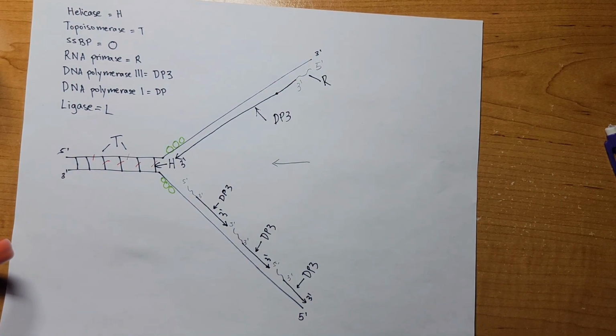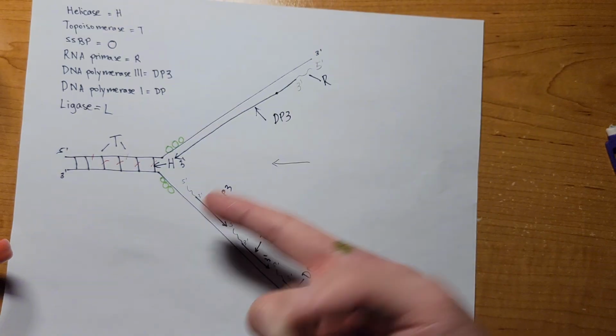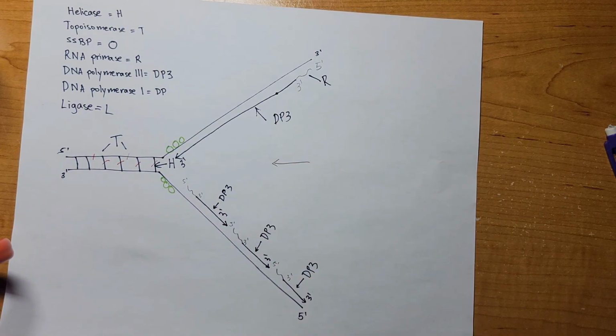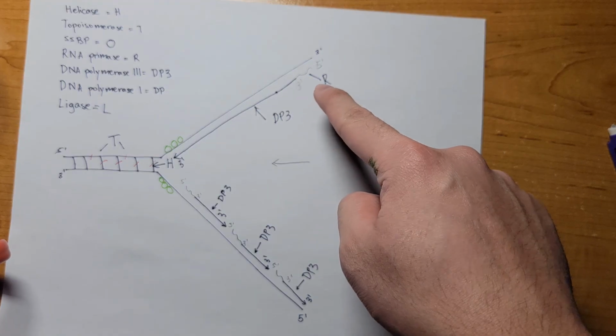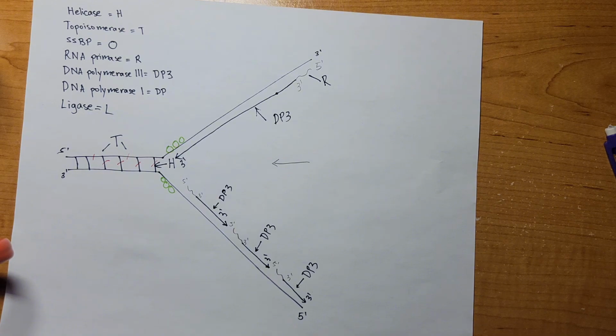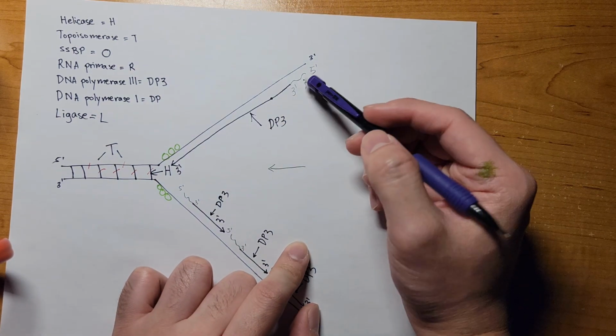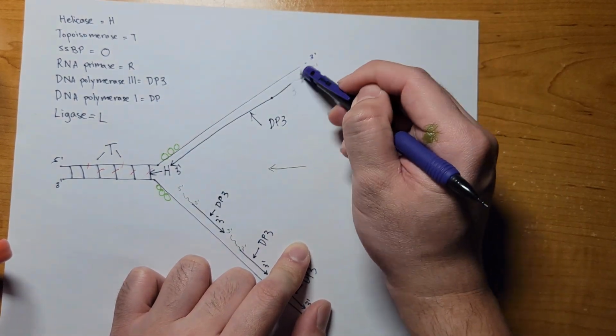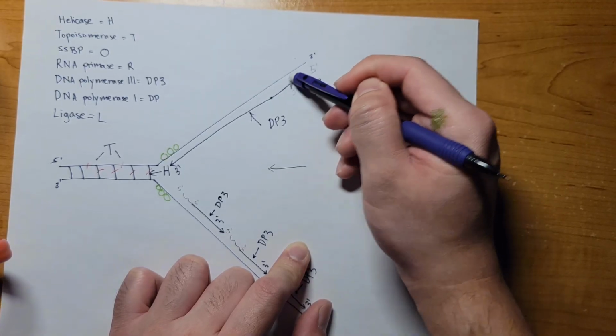Now that, let's say it's done, the next one is DNA polymerase 1. Remember, the difference between DNA polymerase 3 and DNA polymerase 1 is their function. DNA polymerase 3's main function is to elongate the new strands, so we've done the elongation. DNA polymerase 1 is the one that replaces the RNA primer. So we have this RNA primer here. Basically, it will remove the primer and make it a DNA sequence.